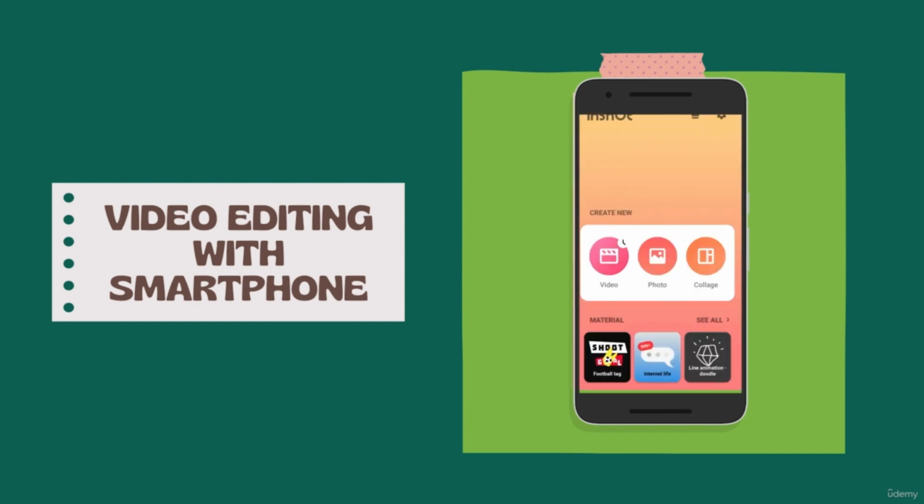InShot, just like Canva, has two versions, the free version and the InShot Pro. The InShot Pro can be bought for as little as $2 to $5, or you can use the free version. In this lecture, we are going to be using just the free version.